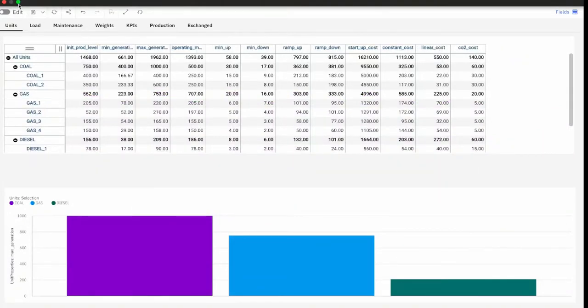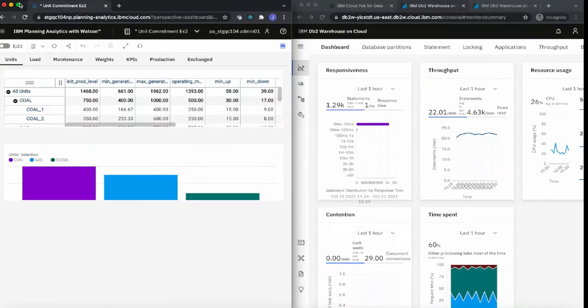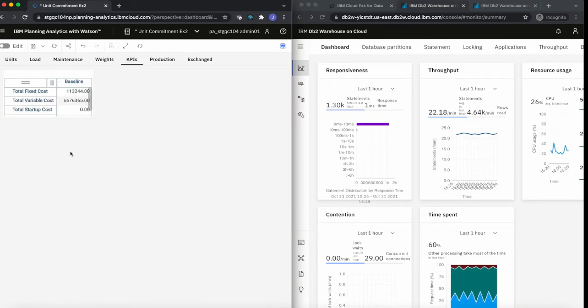Okay, in this part of our demonstration, I'm going to go into split screen mode because we're going to start to talk about how Planning Analytics integrates with our second product, Watson Studio Decision Optimization. The next tab in our planning application is the KPI tab. It's populated with results from our production plan, our optimization from decision optimization. It's going to include KPIs such as our overall fixed cost, the variable cost, and the startup costs for the production plan. And by production plan, I mean the series and combination of generators which have to be online, creating electricity to meet the customer demand for that time period.